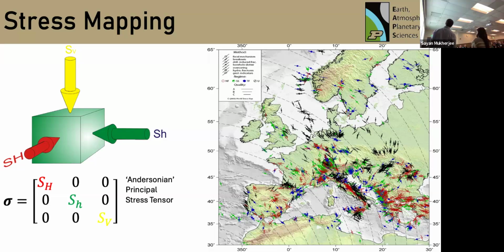So our project, again, is up here in Western Sweden. And by adding more information to this map, we can have a better idea of what the crust is doing there and in the wider region.